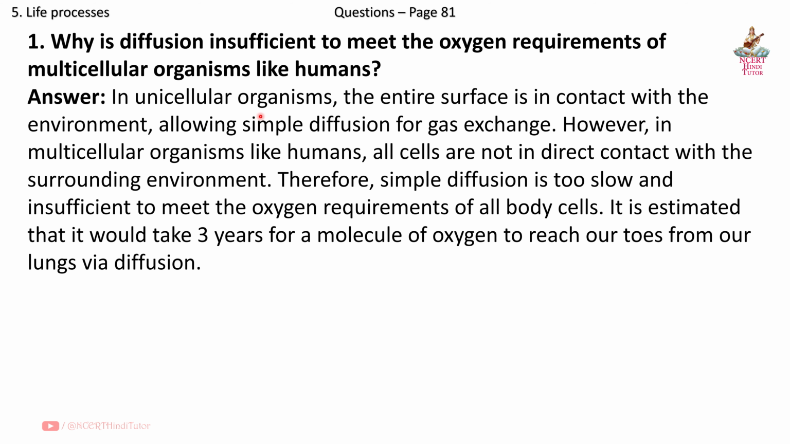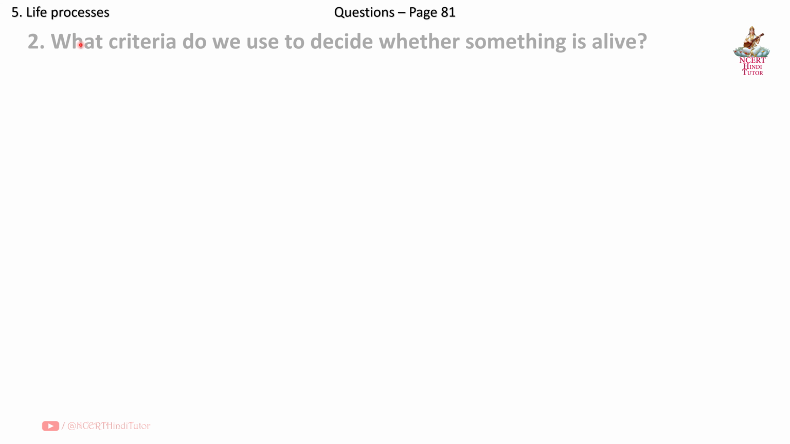Answer. In unicellular organisms, the entire surface is in contact with the environment, allowing simple diffusion for gas exchange. However, in multicellular organisms like humans, all cells are not in direct contact with the surrounding environment. Therefore, simple diffusion is too slow and insufficient to meet the oxygen requirements of all body cells. It is estimated that it would take 3 years for a molecule of oxygen to reach our toes from our lungs via diffusion.